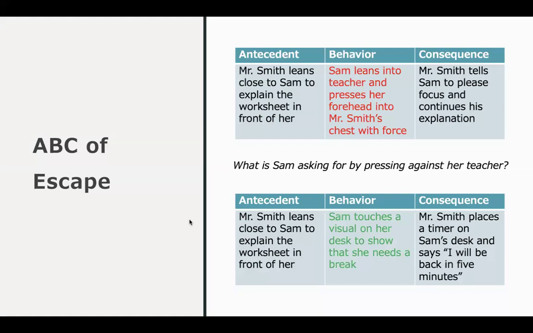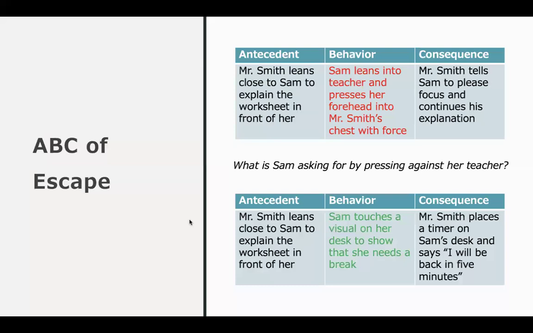So now for our escape situation. In this situation, Mr. Smith leans close to Sam to explain the worksheet that's in front of her. Sam leans into her teacher and presses her forehead to Mr. Smith's chest with force. Mr. Smith responds, our consequence here, is that he tells Sam to please focus, and then he continues his explanation to her about the worksheet.